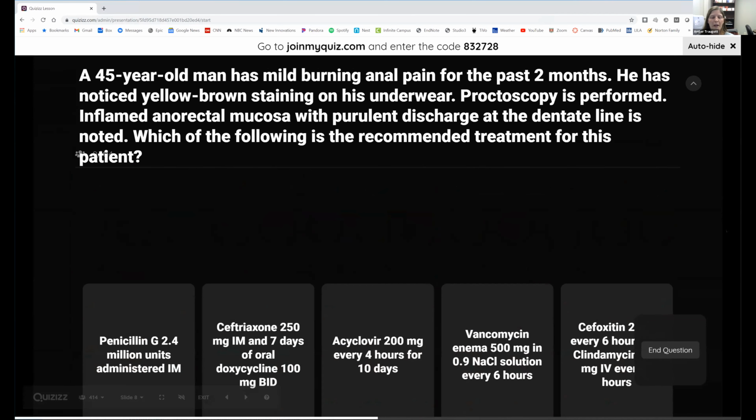Next question. A 45-year-old man has mild burning anal pain for the past 2 months. He has noticed yellow-brown staining on his underwear. Proctoscopy is performed. Inflamed anorectal mucosa with purulent discharge at the dentate line is noted. Which of the following is the recommended treatment for this patient? Penicillin G, 2.4 million units administered IM. Ceftriaxone, 250 milligrams IM, and 7 days of oral doxycycline, 100 milligrams BID. Acyclovir, 200 milligrams every 4 hours for 10 days. Vancomycin enema, 500 milligrams in normal saline every 6 hours. Or cefoxitin, 2 grams IV every 6 hours, and clindamycin, 900 milligrams IV every 8 hours.